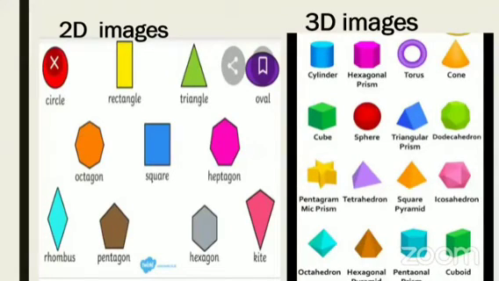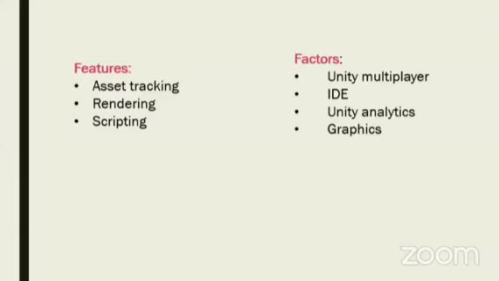Then this is the difference between 2D and 3D images. I hope you may know this difference. In 2D images you can see only one side of the object, but in 3D you can get the best visualized manner. So that is called 3D. And then factors. In Unity you can also create a multiplayer game. And this is a factor.